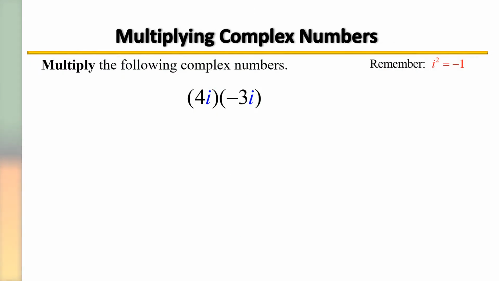As long as you remember that i squared equals -1, you really shouldn't have any problems with multiplying complex numbers, as long as you know your multiplication facts. So let's go ahead and multiply this one.